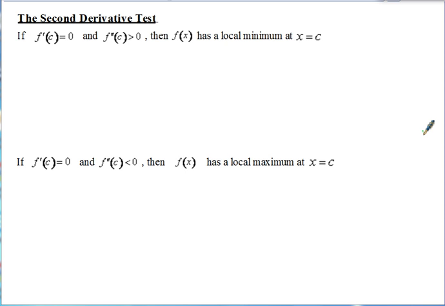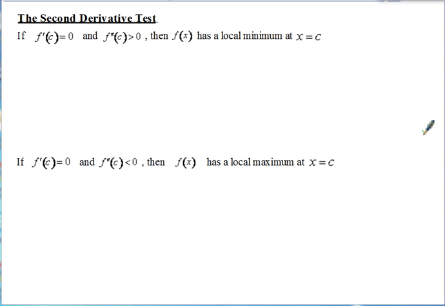These are the notes for AP Calculus on the topic of the second derivative test. So remember, the first derivative test was to determine where a function has local minimums and maximums, and we found the first derivative, found where it's 0 or undefined, and drew our number line and tested. The second derivative test is an alternate way to do that.